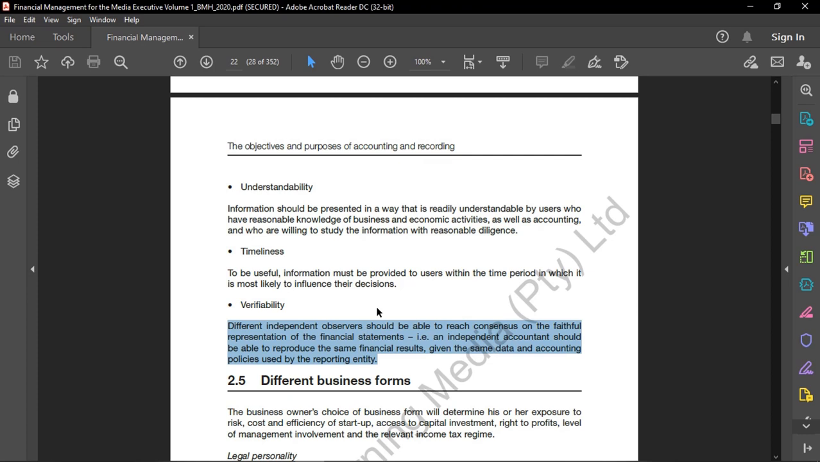Just to keep it simple, and to wrap up this particular video because of the time constraint regarding uploads onto CoCampus, just think of qualitative characteristics as those characteristics that help improve the usefulness of the information. The more useful the information, the better. And the usefulness of the information is determined by these different characteristics.